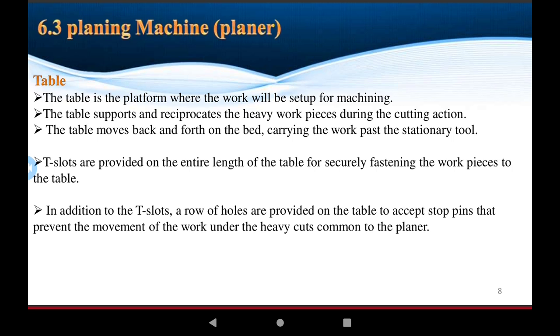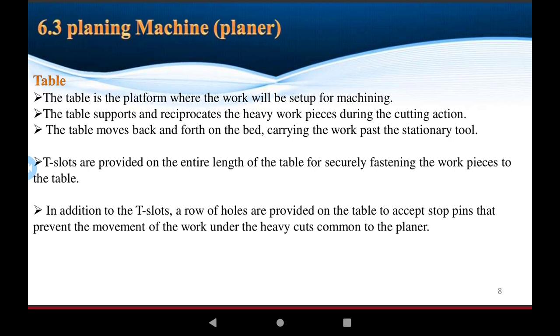Where the work will be set up for the machine. The machine is set up and set on the table. The table supports the reciprocating heavy workpiece during the cutting action.